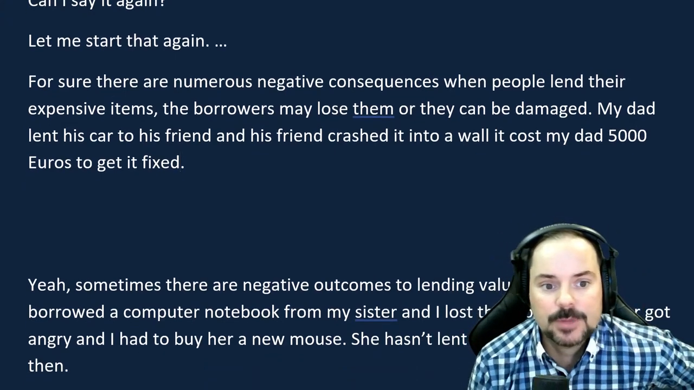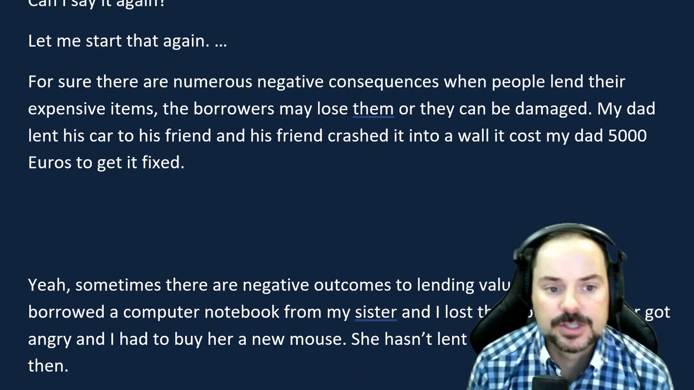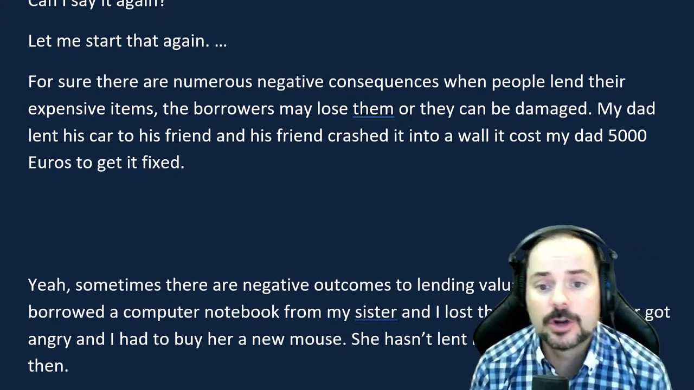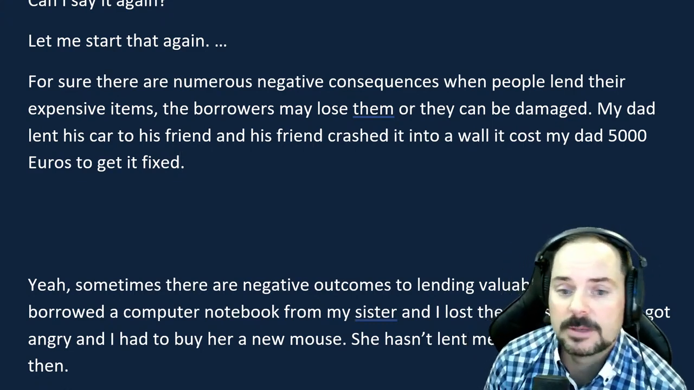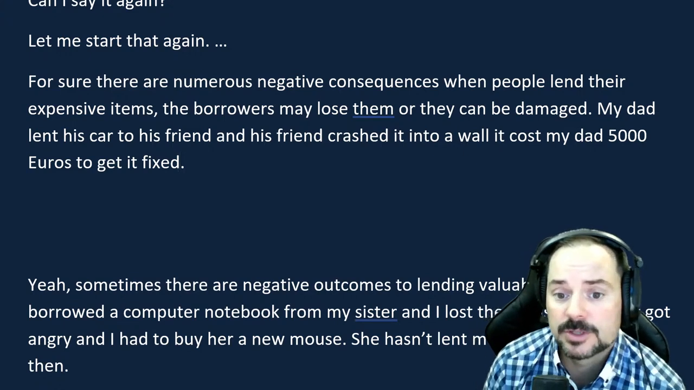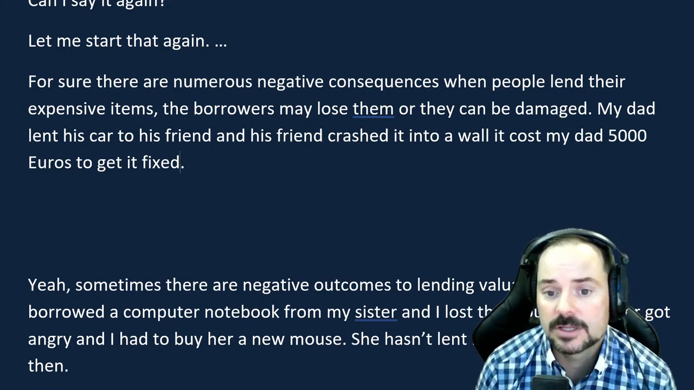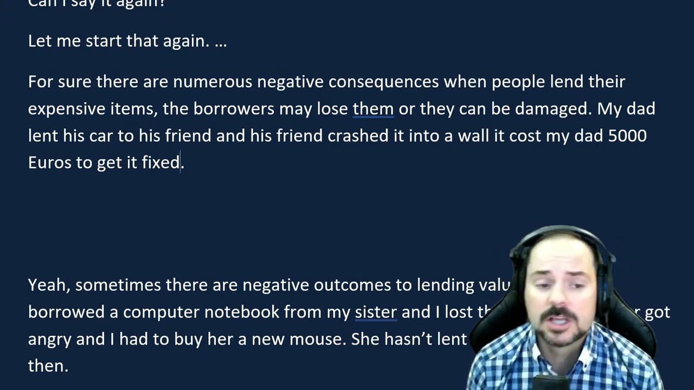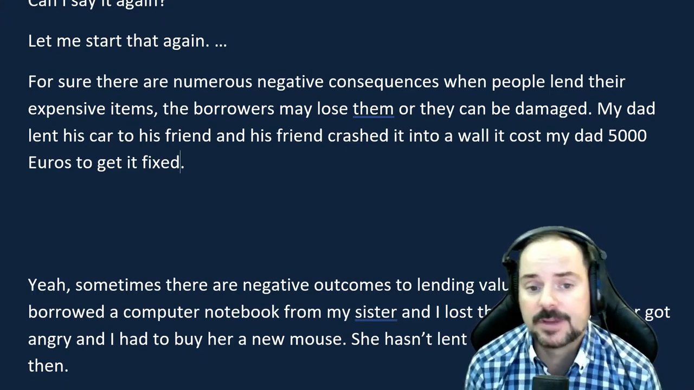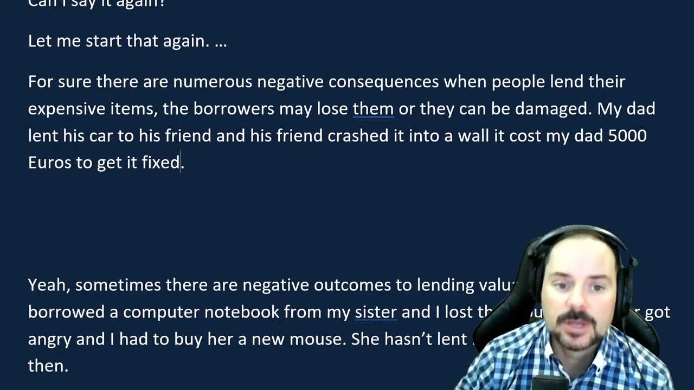Yeah. Okay, so let's try it with these corrections. So here we go. For sure, there are numerous negative consequences when people lend their expensive items. The borrowers may lose them or they can damage them. My dad lent his car to his friend and his friend crashed it into a wall. It cost my dad 5,000 euros to get it fixed.